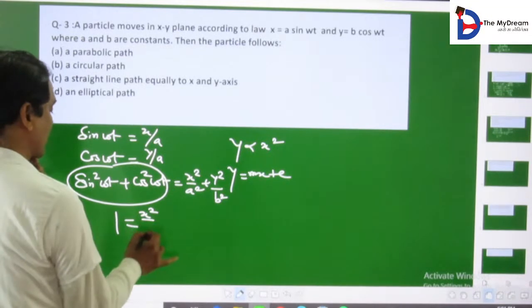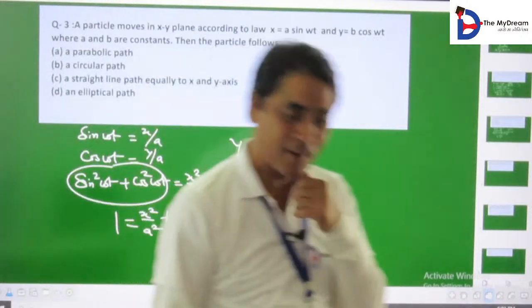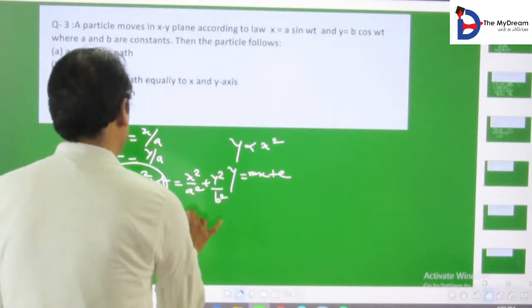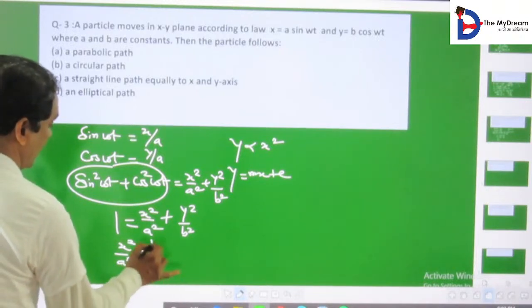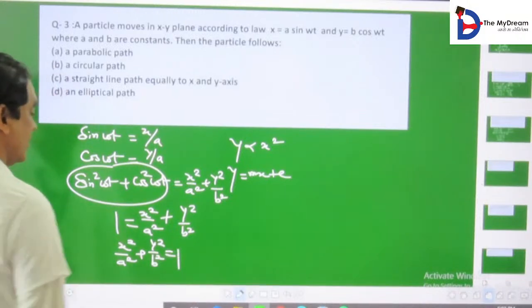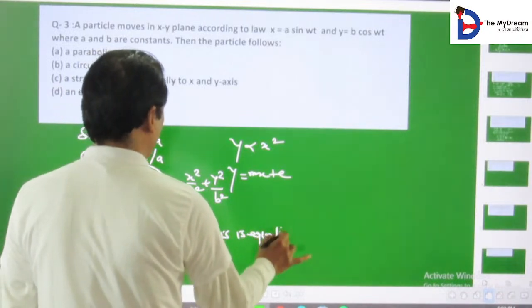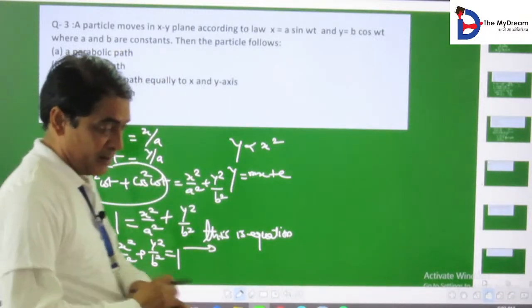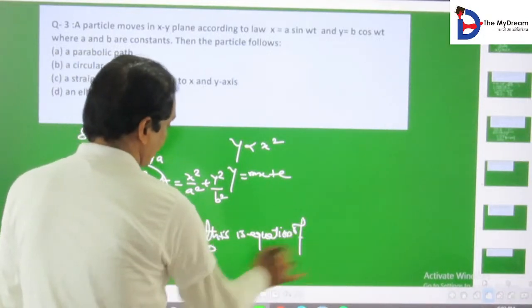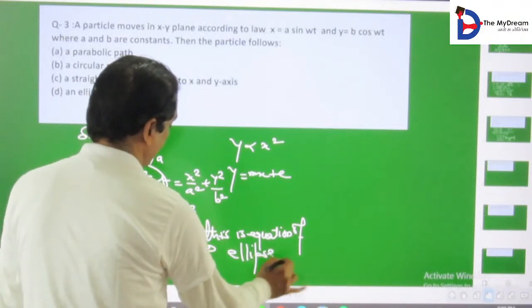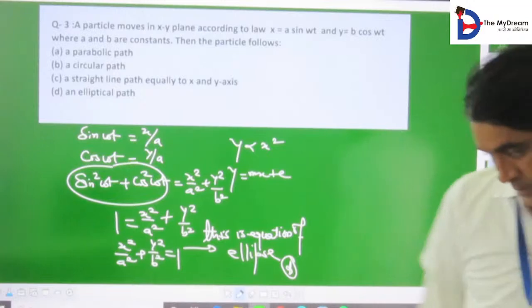Yes, what did you say, son? Yes, ellipse. It is the equation of an ellipse. Very good. Plus y square upon b square. This is the equation of ellipse. The child has told it correctly. Mr. Bilal, you told the right thing. This is the equation of ellipse. So option D is correct. Good, very good. Yes.